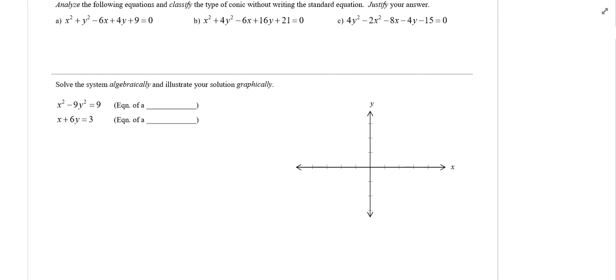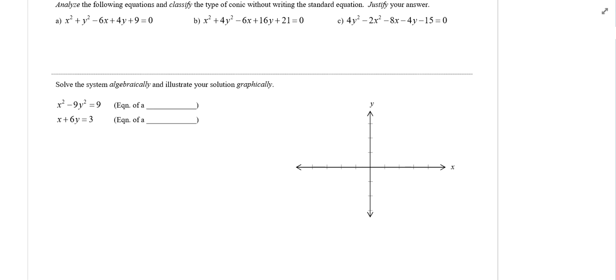Hey, Advanced Algebra 2. We are going to finish up the last little piece of the Chapter 10 notes. This little part is just on how to solve algebraically a system of equations, and we're also going to sketch a graph for what that looks like. Okay, so just two examples to go through.